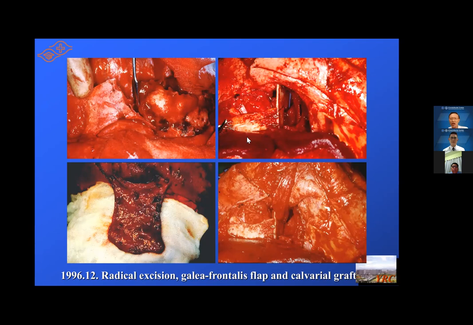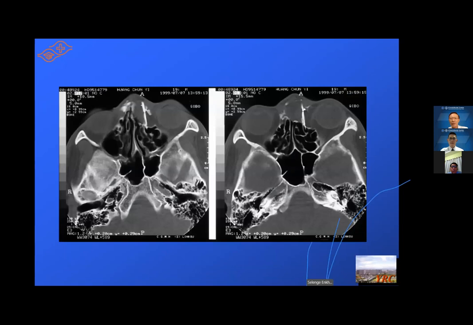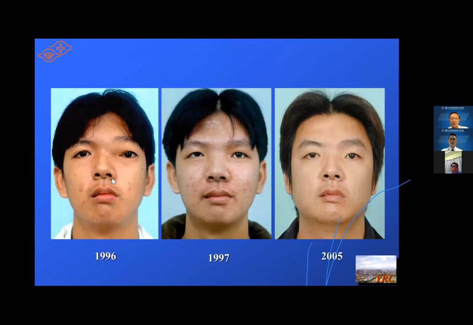Here is after surgery. The CT shows the bone graft heals stable. Some places were fixed with wires; at that time it was mostly wires. You can see here is the ethmoid area. This is the patient after surgery and 8 years after surgery. Three quarter view.